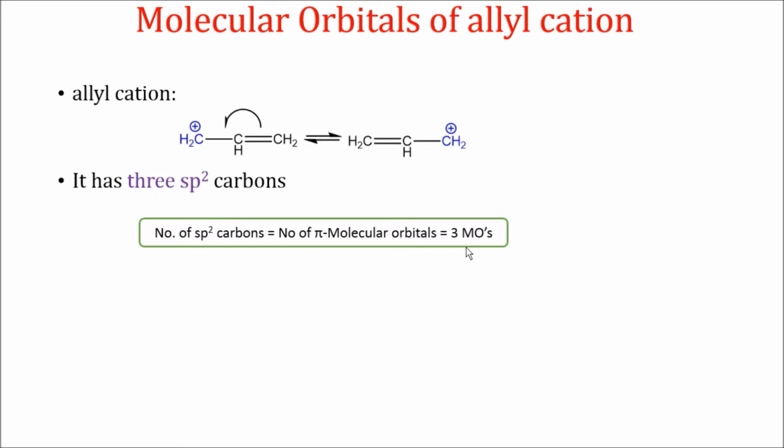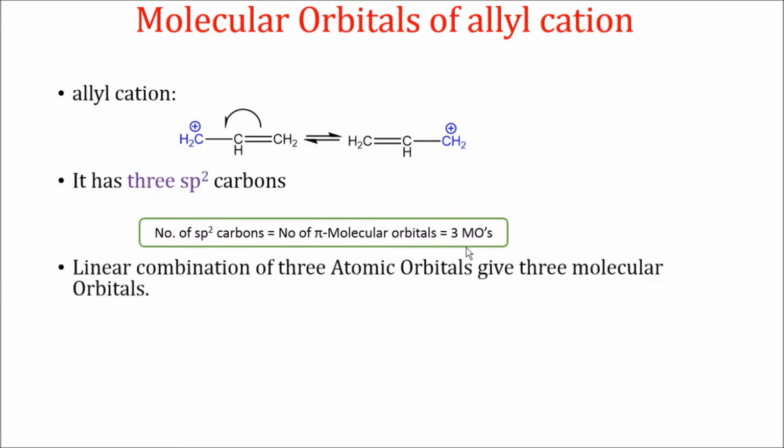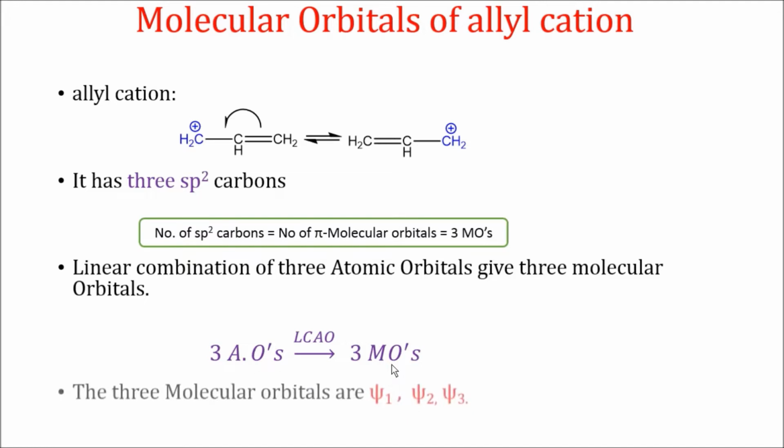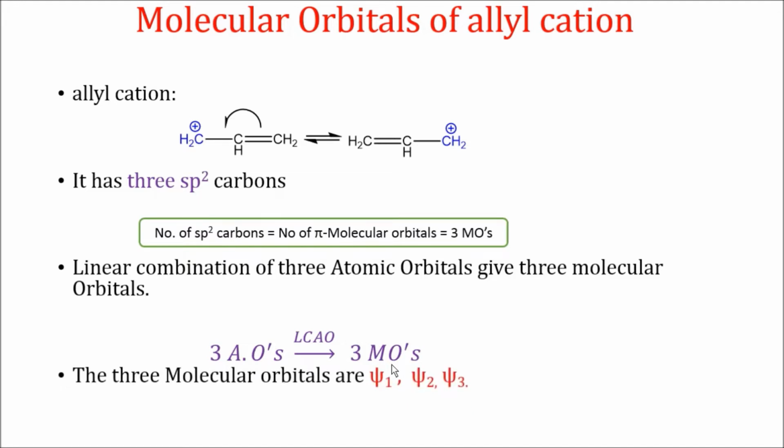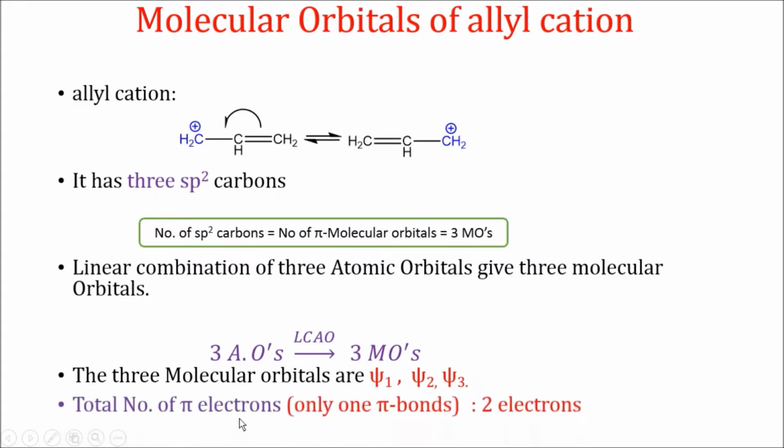How are the molecular orbitals forming? Linear combination of 3 atomic orbitals gives 3 molecular orbitals. What are those molecular orbitals? Psi1, Psi2, Psi3. Here in allyl cation only one double bond is present. One bond is nothing but sharing of 2 electrons. That's why it has 2 pi electrons. Allyl cation has 2 pi electrons.